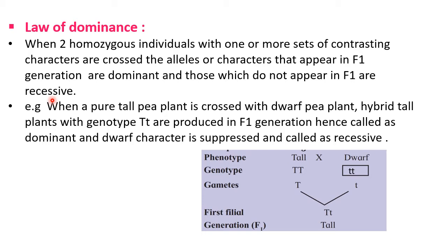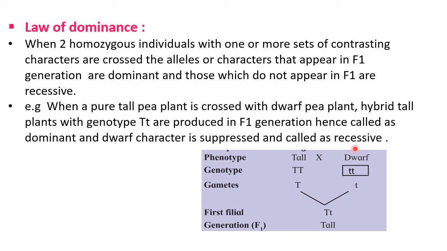In a dissimilar pair of factors or genes, one member of the pair is dominant over the other factor or gene. Example, when a pure tall pea plant is crossed with a dwarf pea plant, hybrid tall plants with genotype, that is capital T and small t, are produced in F1 generation. Hence, the tall character is called dominant, and the dwarf character which is suppressed is called recessive.